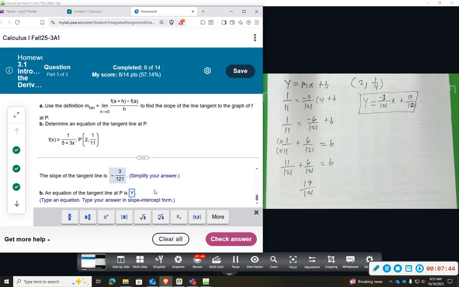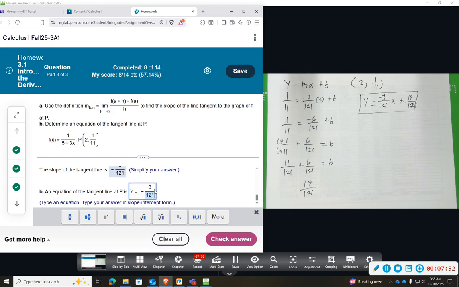Equation y equals negative 3 divided by 121 x plus 17.